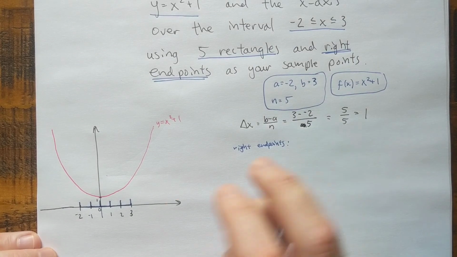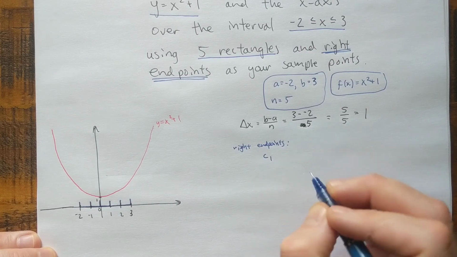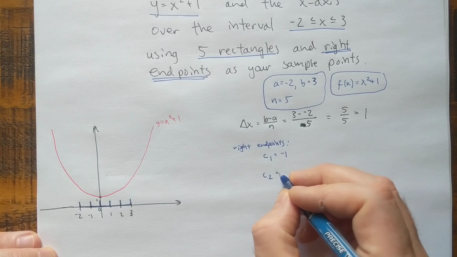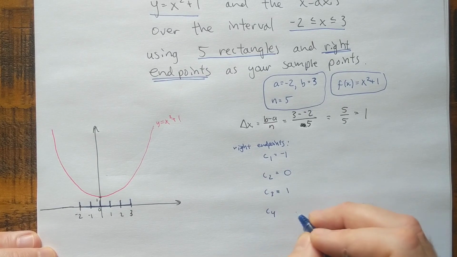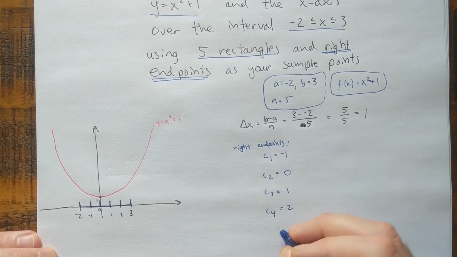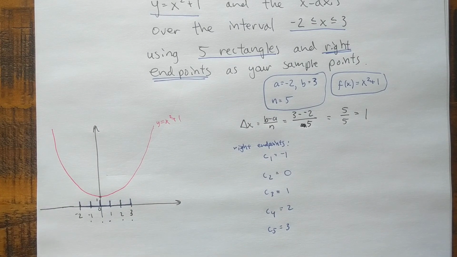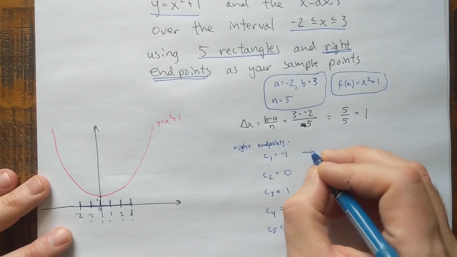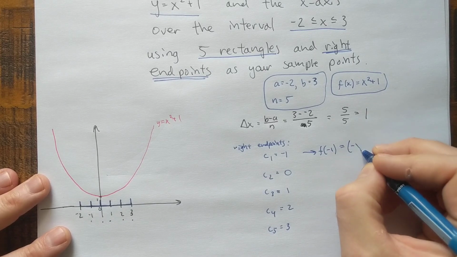So the right endpoints are going to be the right side of each interval. So C1 is actually equal to -1 in this case. C2 is 0. C3 is 1. C4 is 2. And C5 is 3. And notice these are the right endpoints of each of these intervals. These aren't the heights. These are what we're going to plug in for the heights. So we have to plug it in to our function, which is x squared plus 1.